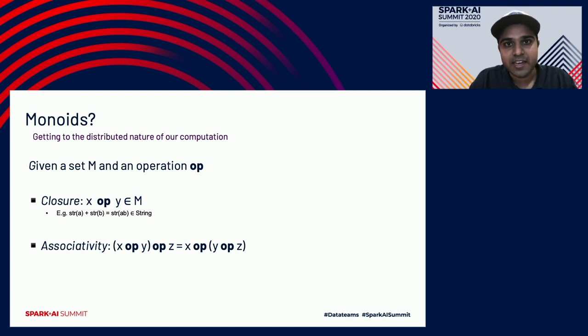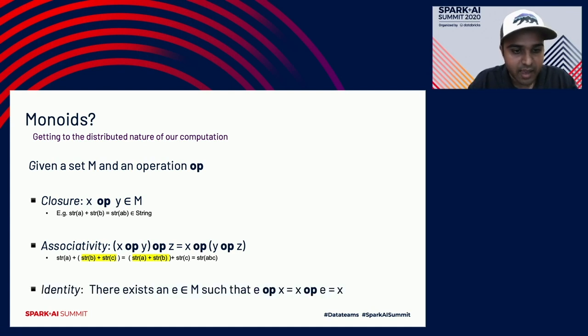Basically, it tells you that the order of grouping for the operation does not matter. Like string A plus B plus C, no matter how you group it, the final result is ABC. And the last and one important thing is the identity. If you perform an operation with the identity element, you still end up with the same thing. In the case of a string, it would be the empty string. So any string A plus an empty string, no matter which side it comes on, you still get string A.